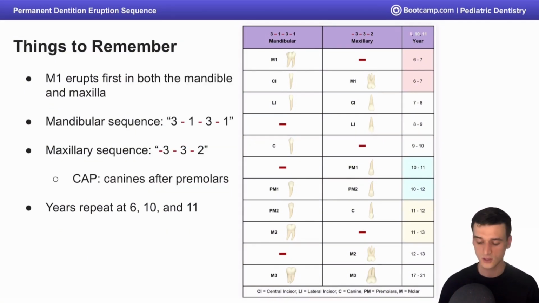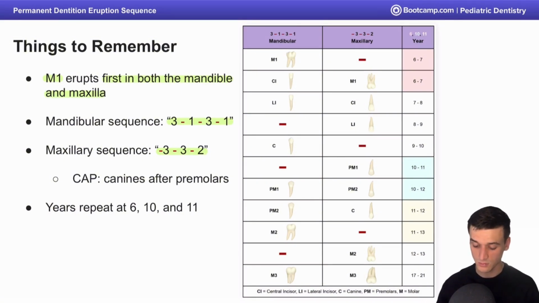So before we move on to a blank version of the table that we can go ahead and practice filling in ourselves, let's go over a few key points to remember. Number 1, the first molar is the first tooth to erupt in both the mandible and the maxilla, with the mandibular first molar being the outright first permanent tooth to erupt in the mouth. The function that we're going to use to fill in our mandibular column is 3 space 1 space 3 space 1, and for our maxillary column it's space 3 space 3 space 2.